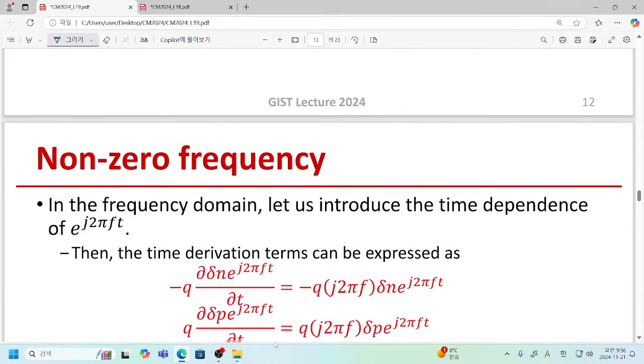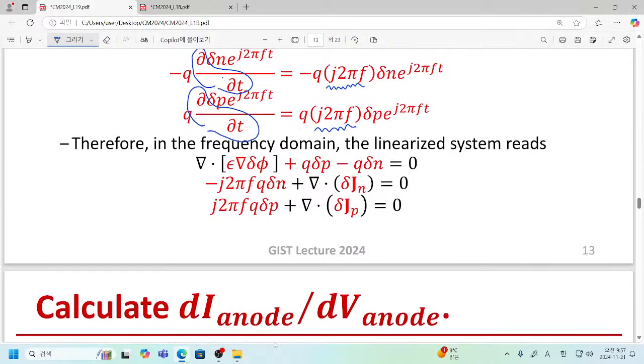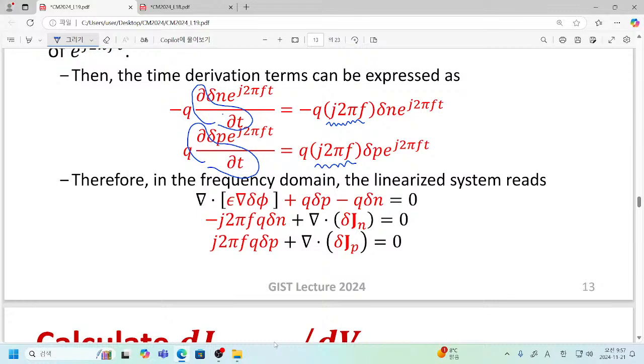Of course, in the case of non-zero frequency, we have to consider these time dependent terms. However, it is not that difficult because here we have terms like the partial derivative with respect to time, and in this phasor notation, we can simply add j omega to get the phasor expression for our time derivative operator. So in the frequency domain, we can simply write it this way. This is of course j times omega here, corresponding to our time derivative operator, and this is the one we have to solve.